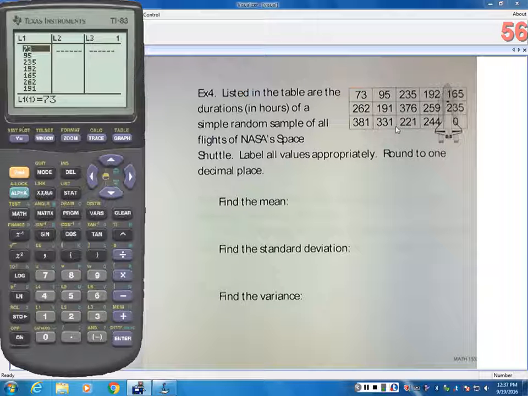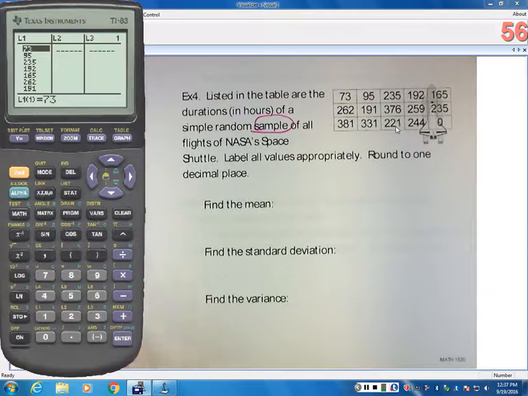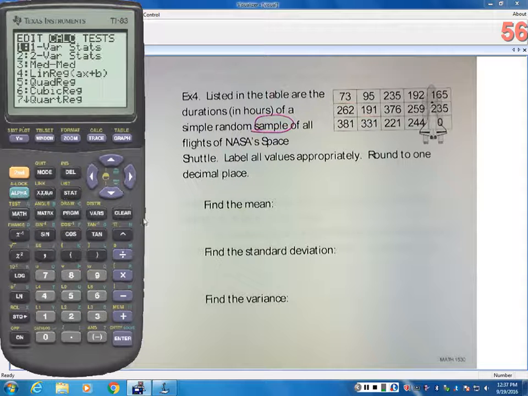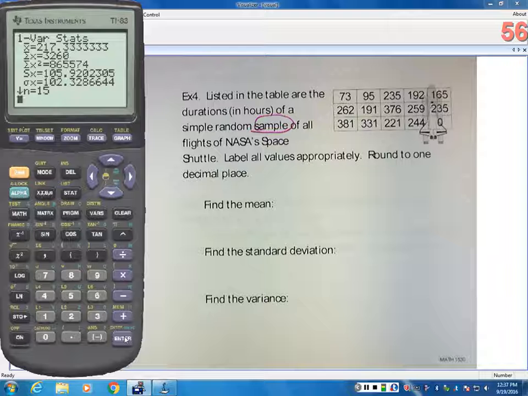Okay. Now, this data is a simple random sample, not a population, it's a simple random sample of all of the flights of NASA's space shuttle. We're going to find the mean, the standard deviation, and the variance. So we're going to hit stat, over to calc, 1 bar stats, second one for list 1. You always tell it which list you're using.